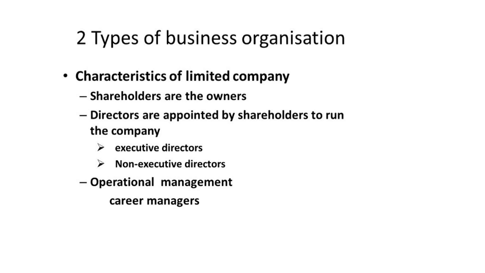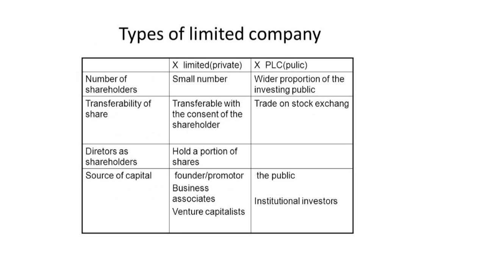C. Operational management usually consists of career managers who are recruited to operate the business, and are accountable to the board. Types of limited company. In the UK, limited companies come in two types: private limited companies, example X Limited, and public limited companies, example X plc. They differ as follows. A. Number of shareholders. Most private companies are owned by only a small number of shareholders. Public companies generally are owned by a wider proportion of the investing public.